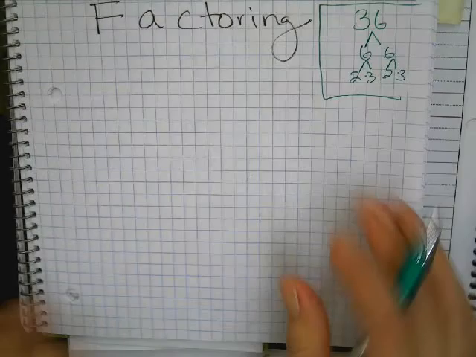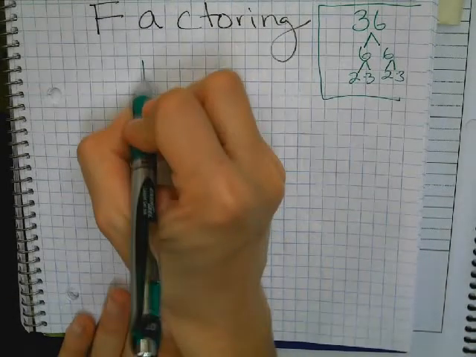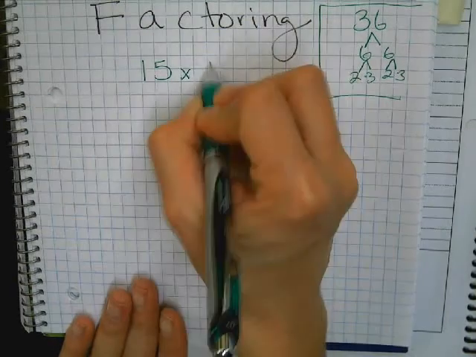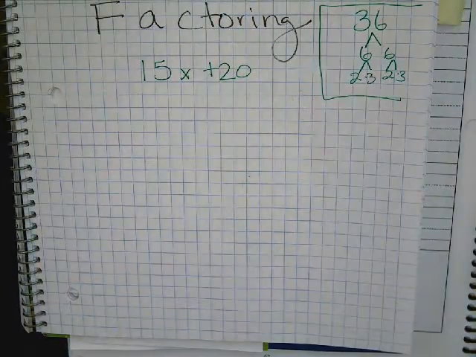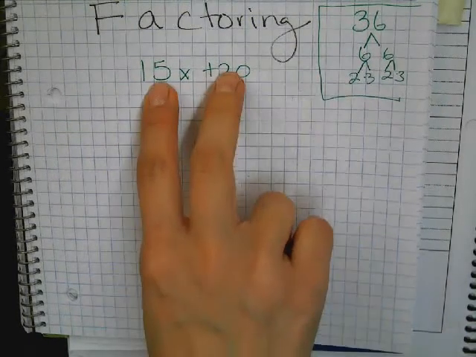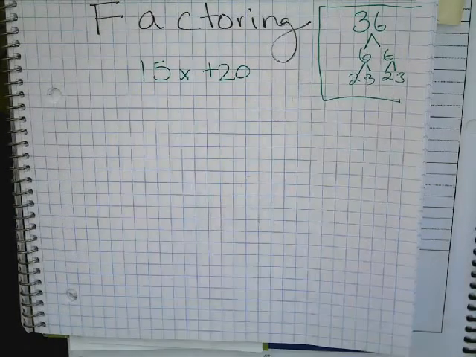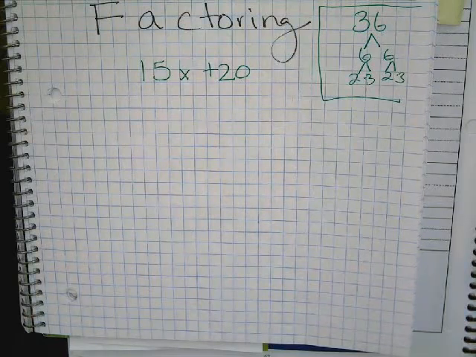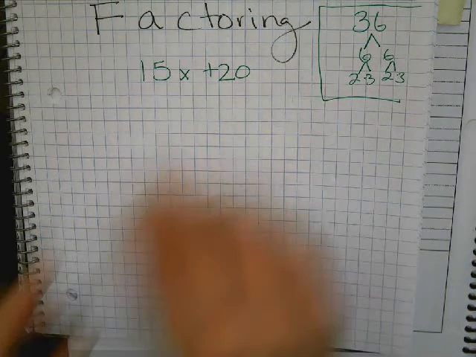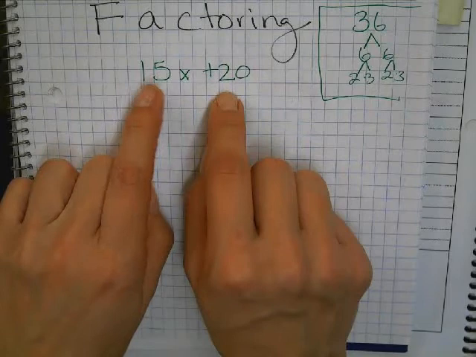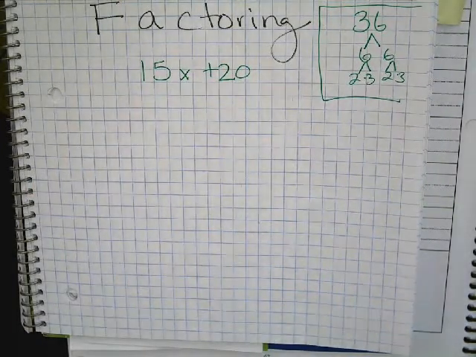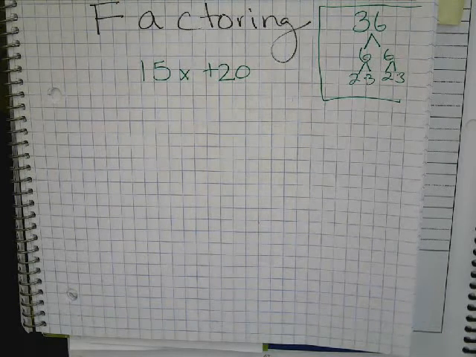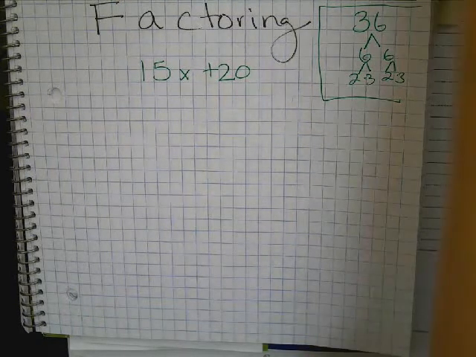Now, if I give you 15x plus 20, I'm not just giving you 36 to factor like I did here. I'm giving you two terms, the 15x and the 20. And what you have to do is, what can you take from the 15x and the 20? What can you take out of them that they have in common? Good. The 5. Okay?